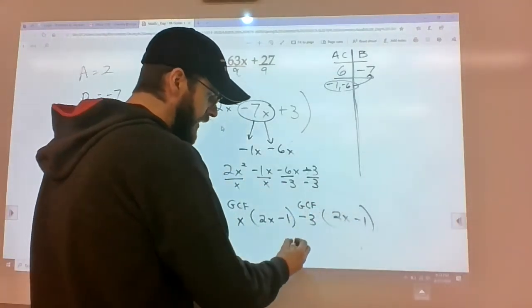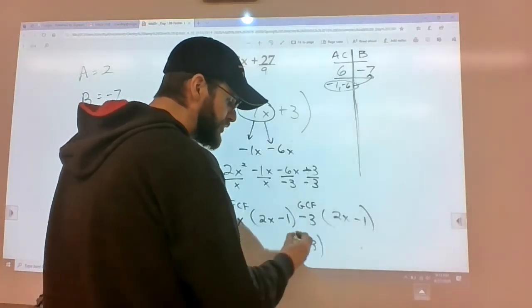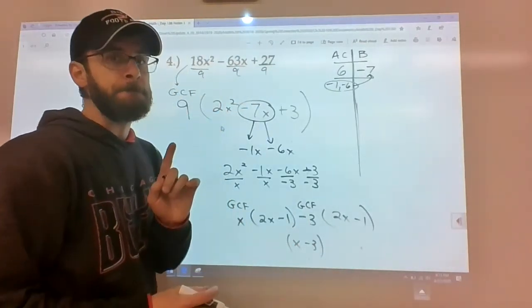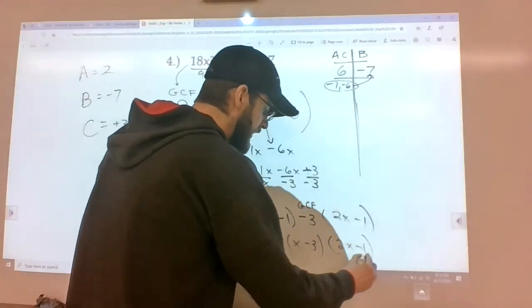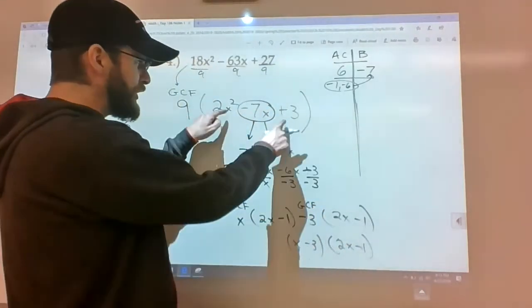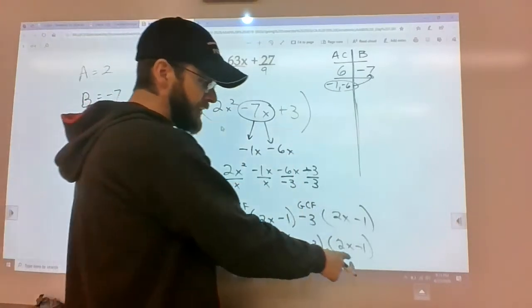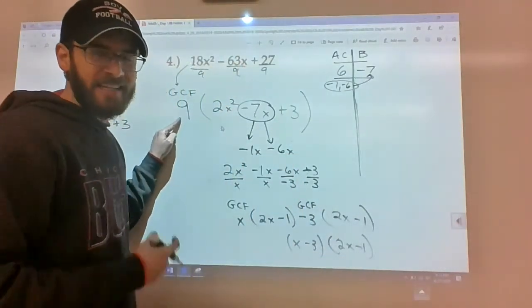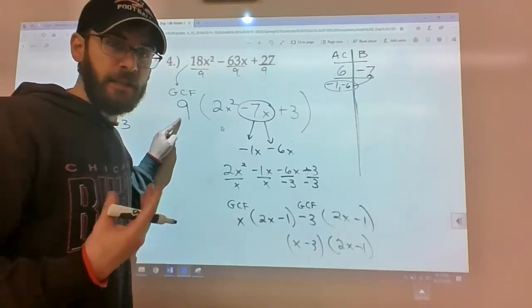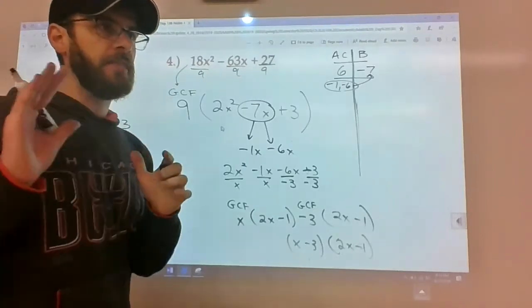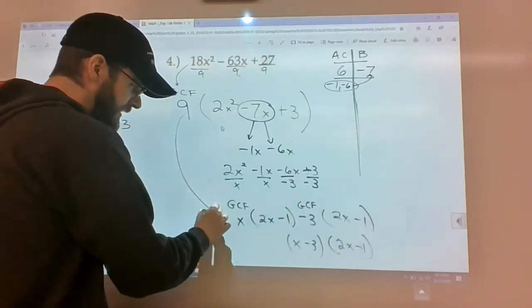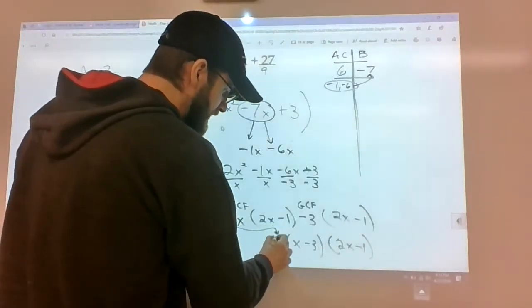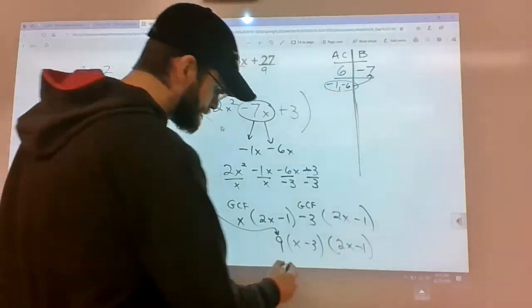GCF is now x minus 3. Those two GCFs create 1 for the factoring move, and then 2x minus 1 here. Now don't forget, this polynomial inside is perfectly factored. But the 9 on the outside, it doesn't just randomly disappear. It's still a part of the factoring multiplication. So this 9 is going to come right back into it at the end and be a part of the final answer.